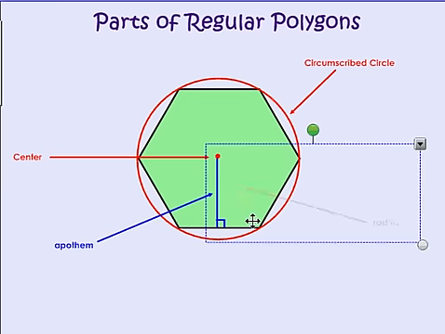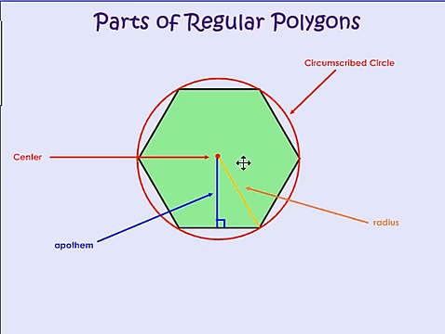The other segment is the radius. This is the radius of the circumscribed circle, and the way you can tell that it's the radius when you're just looking at your polygon is it'll be drawn from the center of the circle to a vertex on your polygon. The radius and the apothem are both important pieces of our formulas that we're going to be learning today.